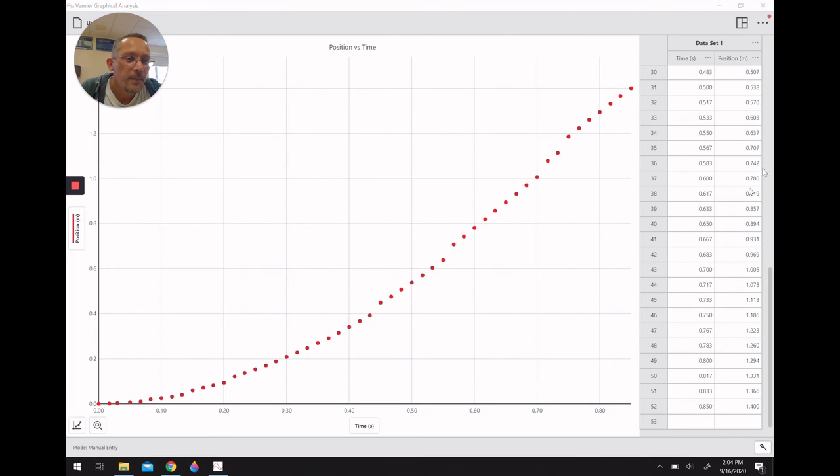Pretty neat, huh? Okay, and you can see on my graph, they don't line up straight, and I don't expect them to line up straight. I have an object that was accelerating, and here in my position versus time graph, I wouldn't expect them to line up straight. I would expect them to be more quadratic, and if you look at this graph, it does indeed appear to be quadratic.